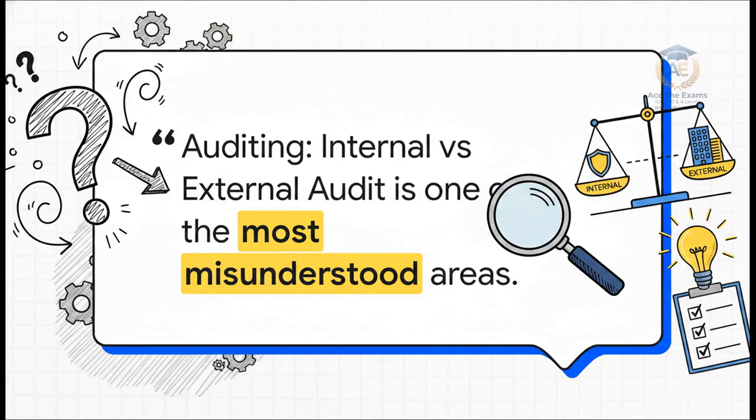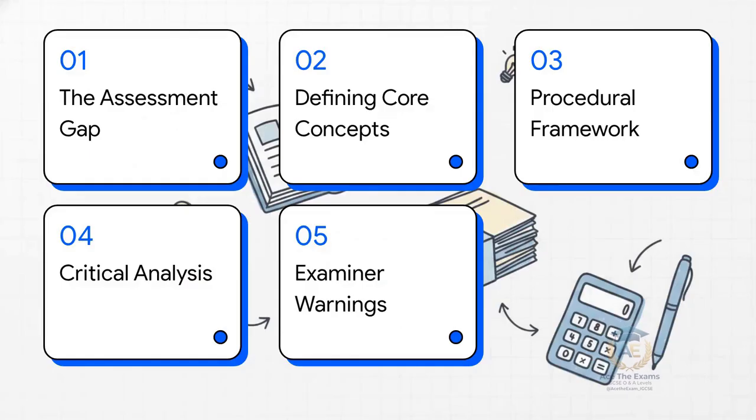Similarly, explain just means making the cause and effect clear, but to what extent requires you to argue both sides and deliver a concrete concluding verdict. Today, we are going to systematically eliminate that confusion and build a bulletproof understanding of how to attack these specific prompts. So here is our roadmap for today's explainer. We are going to cover 1, the assessment gap, 2, defining core concepts, 3, the procedural framework, 4, critical analysis, and finally, number 5, top examiner warnings. Let's move swiftly through these pillars to give you that structured path to top-tier marks.